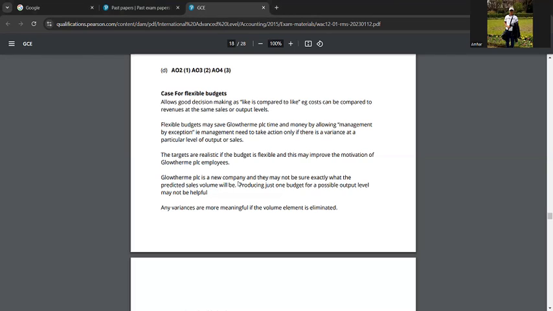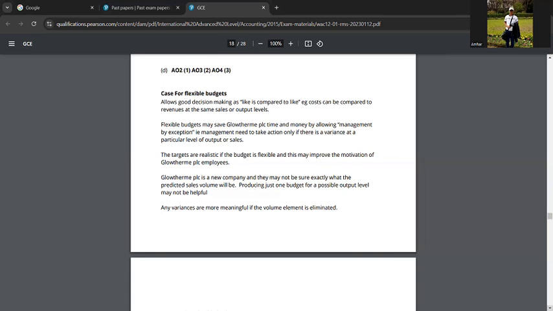Okay, Glowtham PLC is a new company and they may not be sure exactly what the predicted sales volume will be. So now this company is new and they are not sure of what the predicted sales will exactly be. So producing one budget for a possible output level will not be helpful. So when the budget is flexible, then it will be helpful for Glowtham PLC as it is a new company. And also any variances are more meaningful if the volume element is eliminated. So if the units part is eliminated, then any variances are more meaningful.